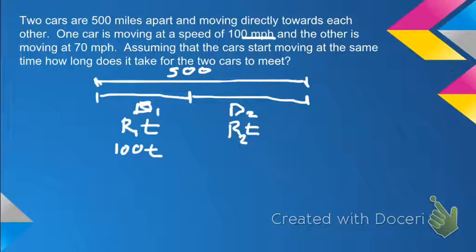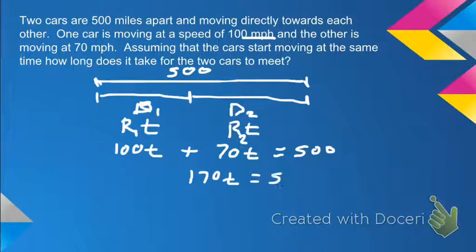And car 2, every hour, is going to travel 70 miles. So that distance is represented by 70t. So together, we know that those distances, we want to find out when it equals 500. So how much time has to go by? So we're going to combine like terms and divide by 170. And then we get the time is 500 over 170, which is a little less than 3 hours.